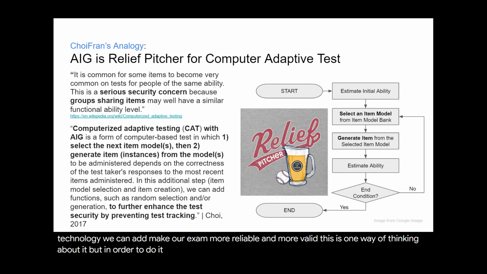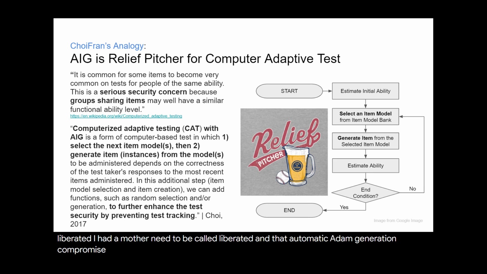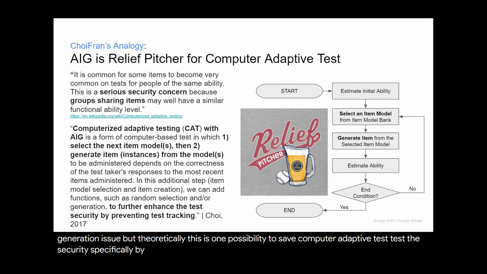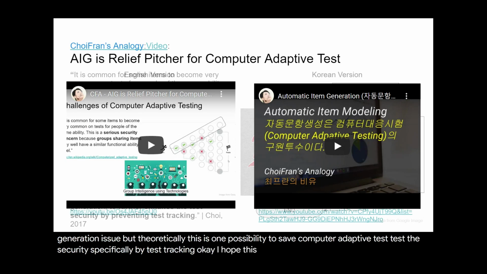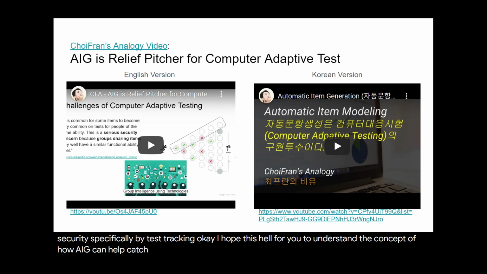But in order to do it, all item models must be calibrated. Not that items need to be calibrated, but item models need to be calibrated, and for automatic item generation, computerized item models need to be developed very well. That's another issue of automatic item generation, but theoretically, this is one possibility to save computer adaptive test security, specifically against overexposure or test tracking. Okay, I hope this helped you understand the concept of how AIG can help CAT. Thank you.